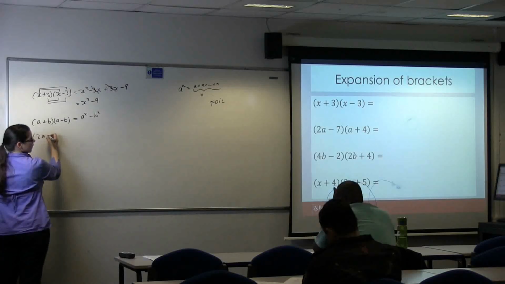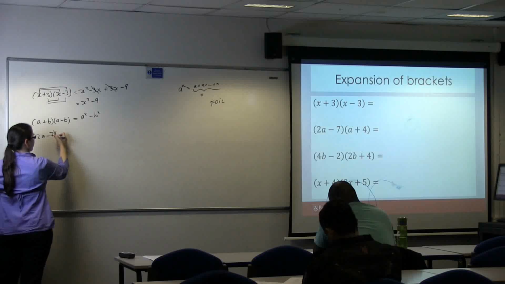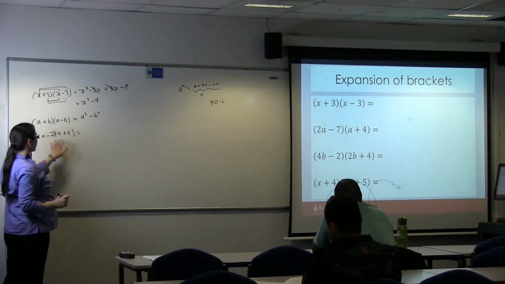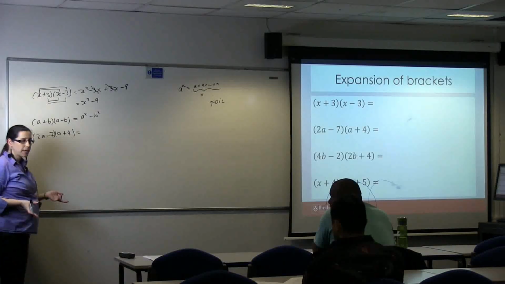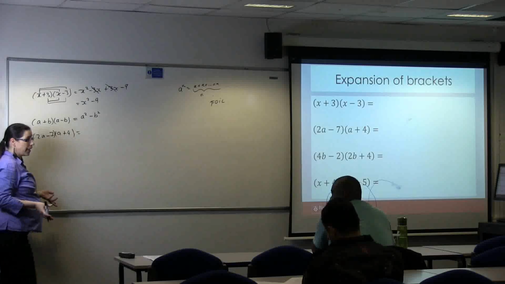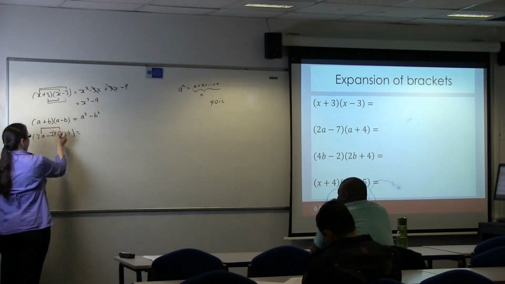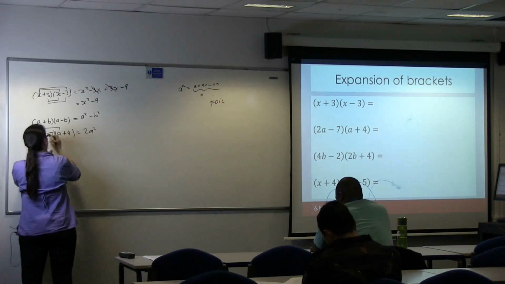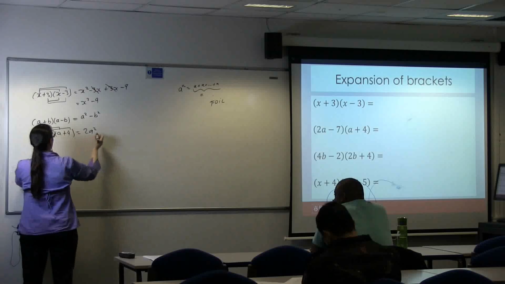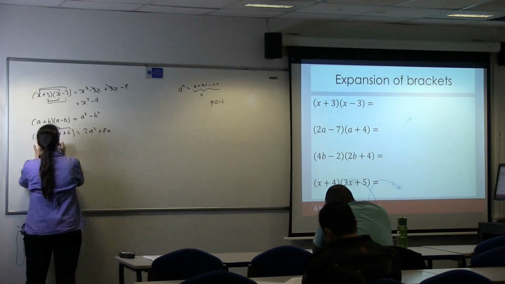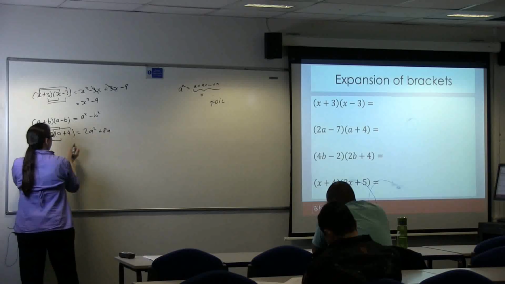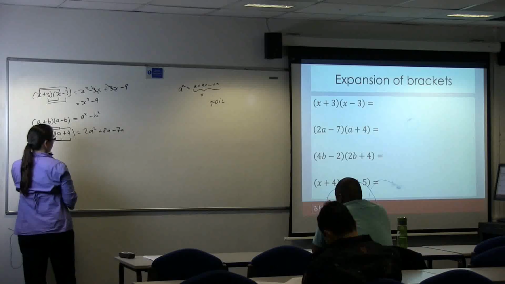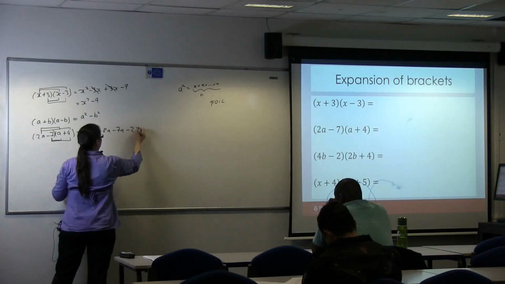Next example, 2a minus 7 times a plus 4. Now, unfortunately, everything is different, so there's no shortcut here. We have to go through, multiplying term by term. 2a times a gives me 2a squared, and 2a times 4 gives me 8a. Then I've got negative 7 times a, which is minus 7a. And negative 7 times positive 4 gives me negative 28.